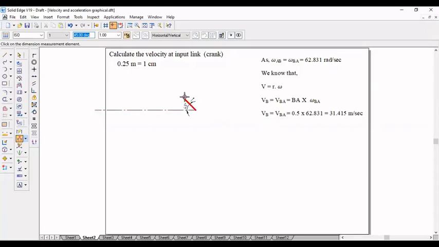This crank length is 0.5 meter, but I'm taking a scale of 0.25 meter as 1 centimeter. So 0.5 meter is 2 centimeter, so I have taken 2 centimeter here. Then the connecting rod is 2 meter, as mentioned. Right now, again, according to the scale, it will be 8 centimeter.